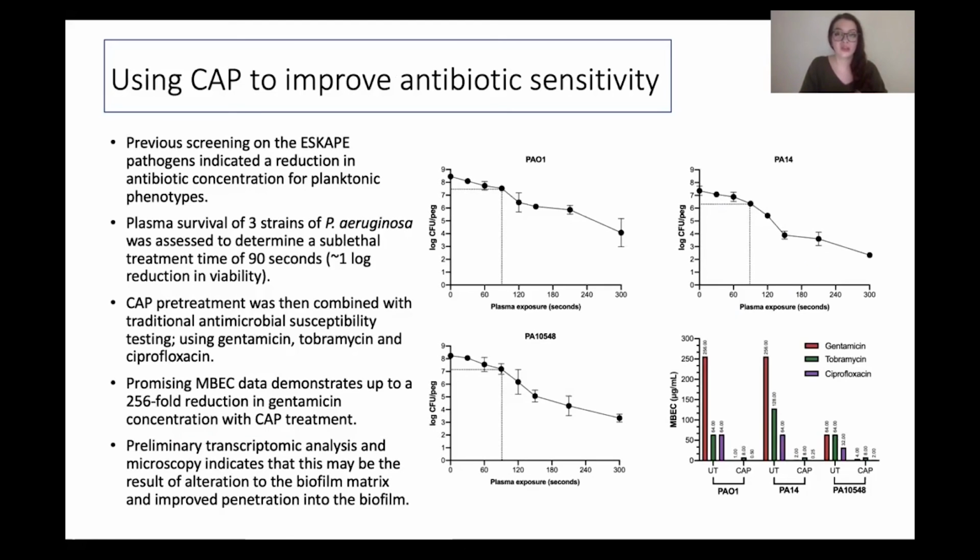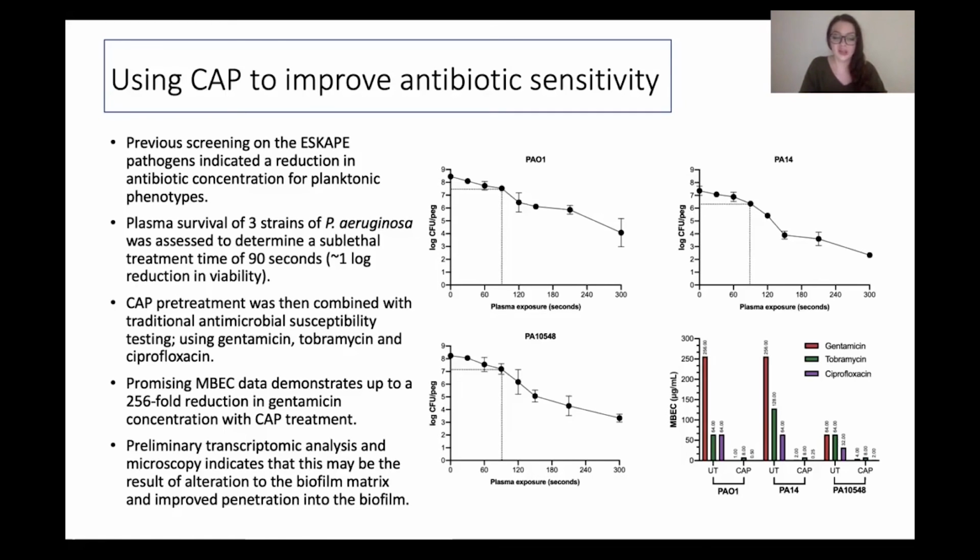I've included plasma survival curves here for 3 strains: PAO1, an alginate overproducer, PA14, and a wound isolate, PA10548. As you can see here, plasma exposure causes up to 4 log reductions in cell viability after 5 minutes. As we're not aiming for eradication at this stage, the time point selected was 90 seconds, which effects a 1 log reduction. In combination with antimicrobial susceptibility assays, we were able to demonstrate improved sensitivity.